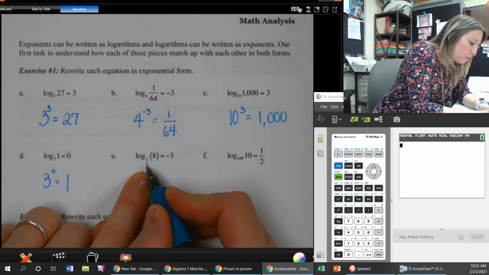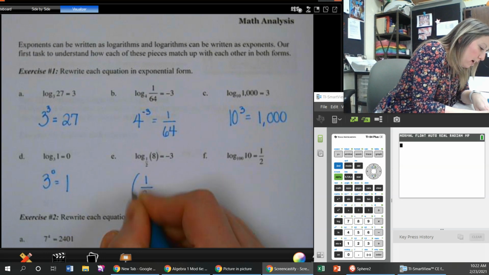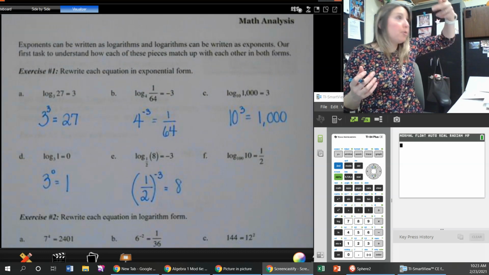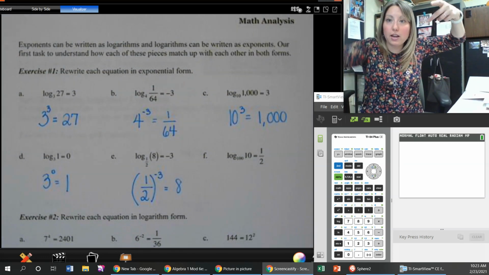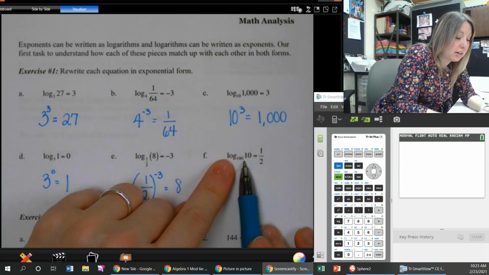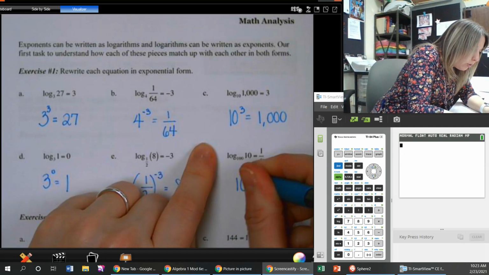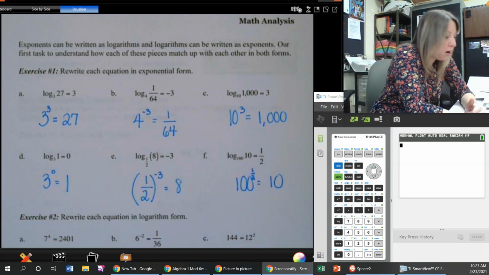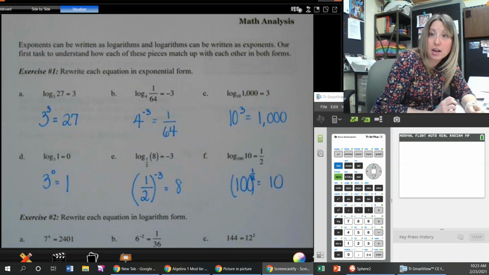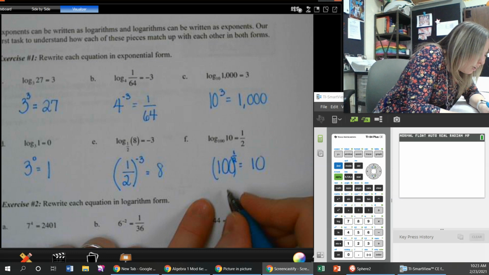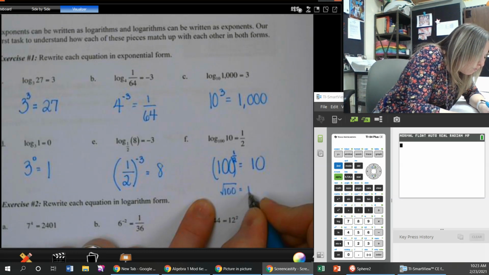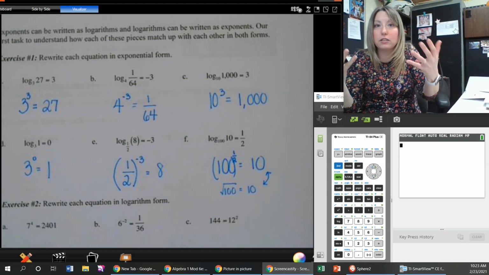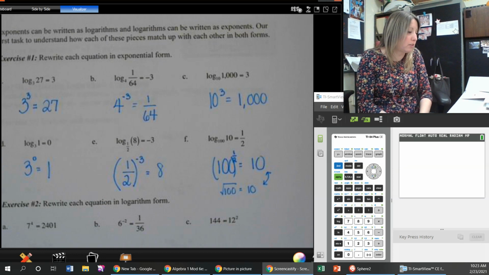All right, 1/2 to the negative third. So 1/2 raised to the negative third equals 8. Yep, makes sense. Flip the fraction upside down. 2 times 2 times 2 is 8. Lastly, 100 raised to the 1/2 power equals 10. Excuse me, that's 100. My bad. 100 raised to the 1/2 power equals 10. Well, that makes sense because the 1/2 power is really the square root. Those are interchangeable. But that's what we recall from lesson 1 when we reviewed all of our exponents pieces.